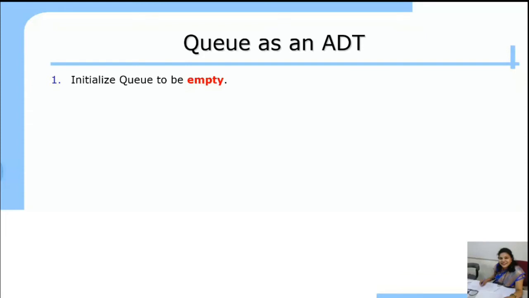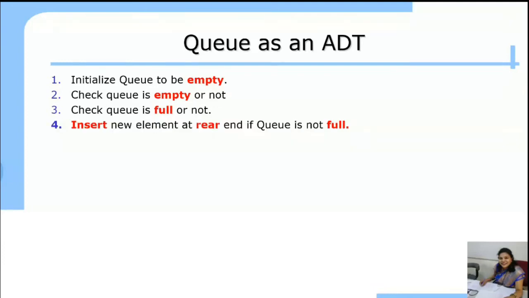So first, initialize the queue to be empty. Then check whether the queue is empty or not. Why are we checking it? Because if the queue is empty, we cannot perform the delete operation. Then check whether the queue is full or not. Find the condition for when the queue is full. Why? Because if the queue is full, we cannot perform the insert operation.